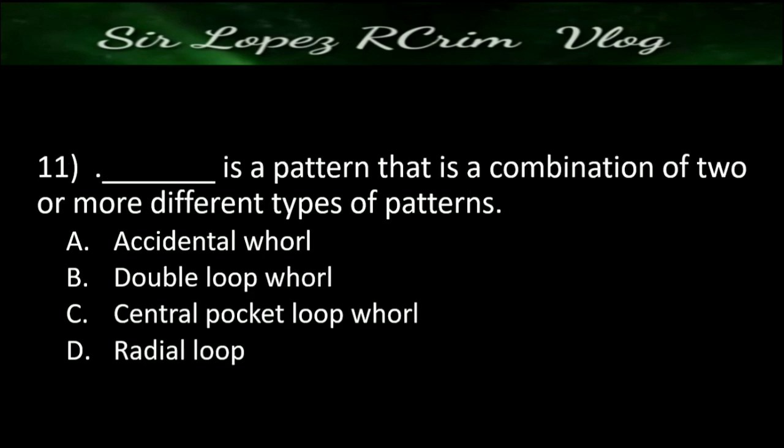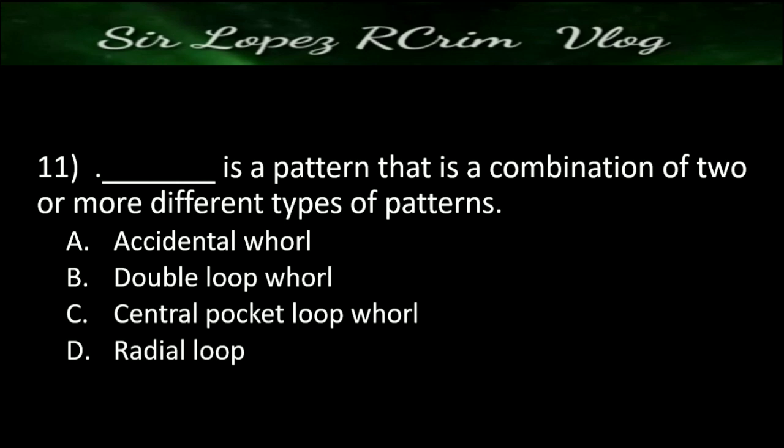11. Blank is a pattern that is a combination of two or more different types of patterns. Letter A, accidental whorl. Letter B, double loop whorl. Letter C, central pocket loop whorl. Or letter D, radial loop.